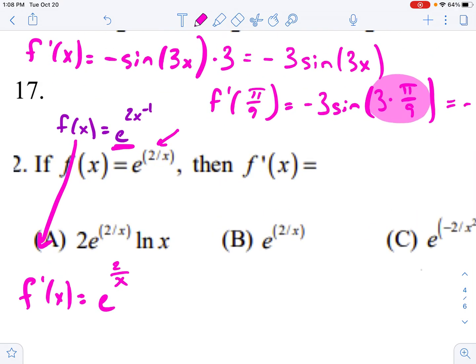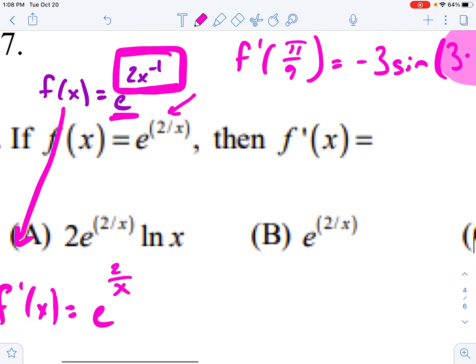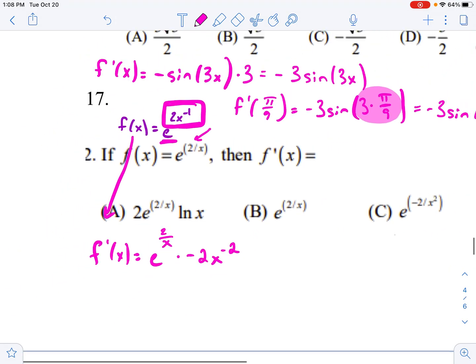Now we got to multiply by the derivative of the exponent itself, okay? So this is what I now need to take the derivative of. And that's just power rule. I bring down the -1, I'll get -2x to the -2nd. And there's your whole derivative.